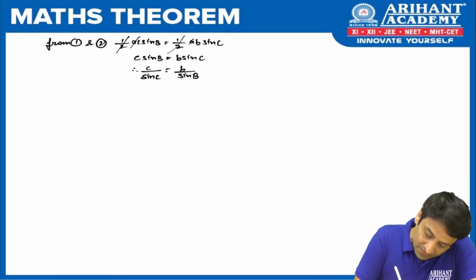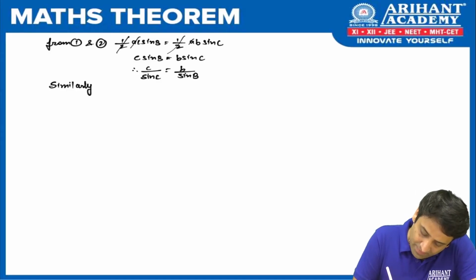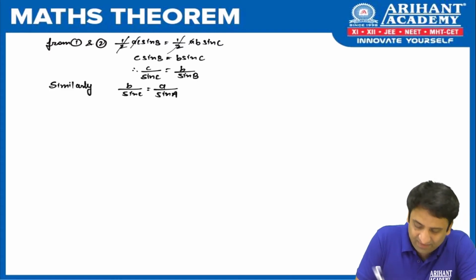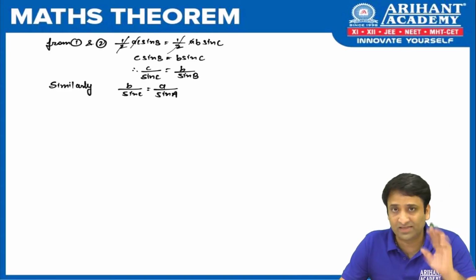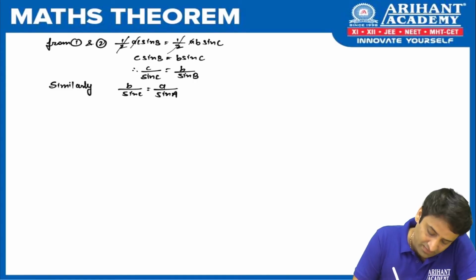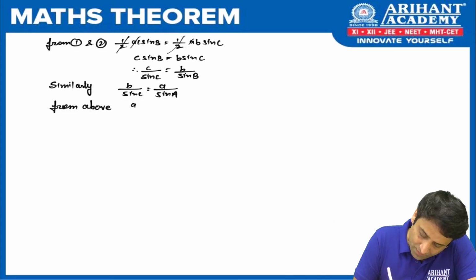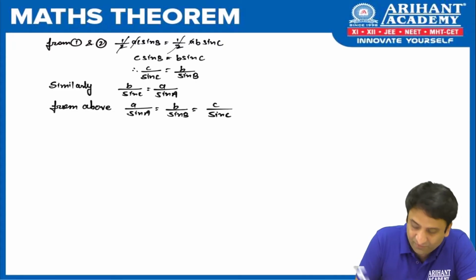Okay. Similarly, can we also prove that B upon sine C is equal to A upon sine A? It makes no difference, if you drop a perpendicular from any other point, the area of the triangle will remain the same. So from the above result, there is no need to prove it again. Okay, you can directly write similarly this result. So from above, can we say we got A upon sine A is equal to B upon sine B is equal to C upon sine C, and your first part is done.